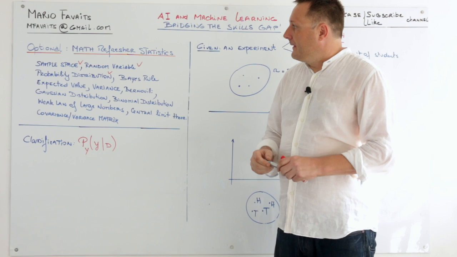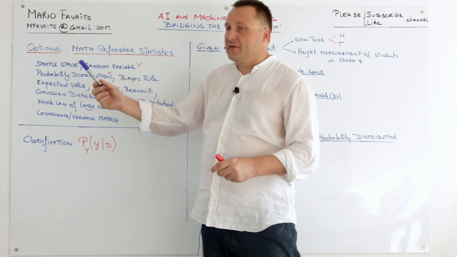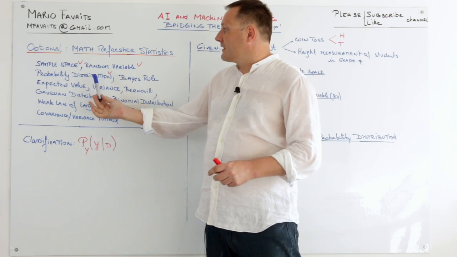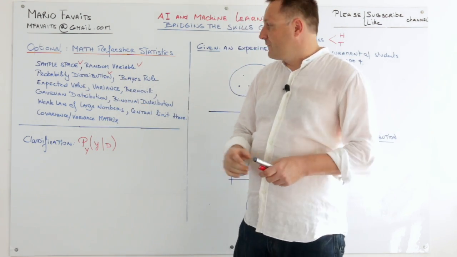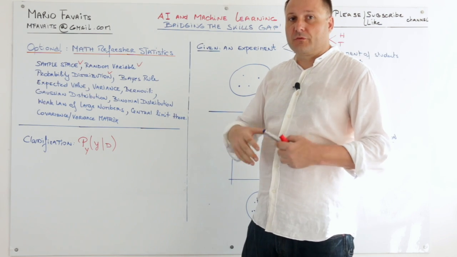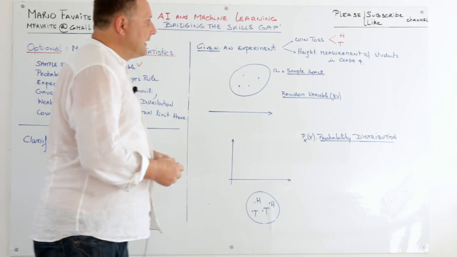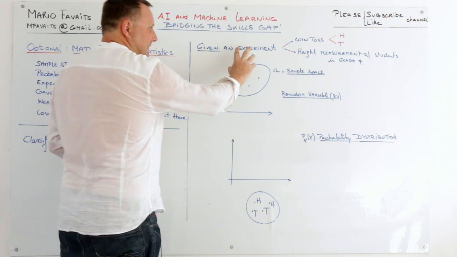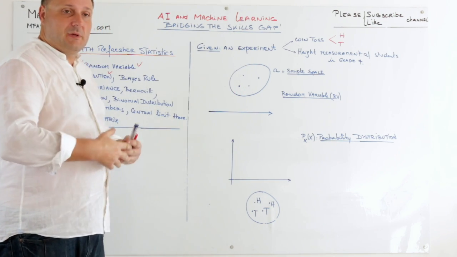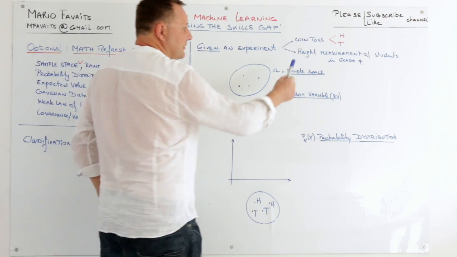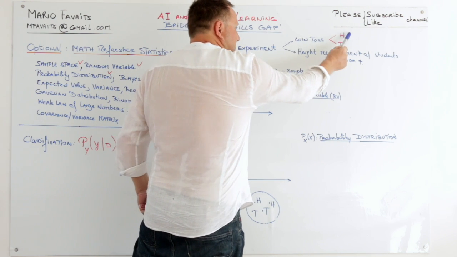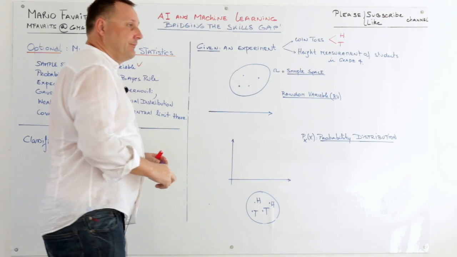Alright, let us take a look at the definitions of sample space, random variable, and probability distribution. So we're going to have to go through a lot of definitions. And let's consider an experiment. An experiment could be any experiment. We have a coin toss, for example. The potential outcomes are head or tail.